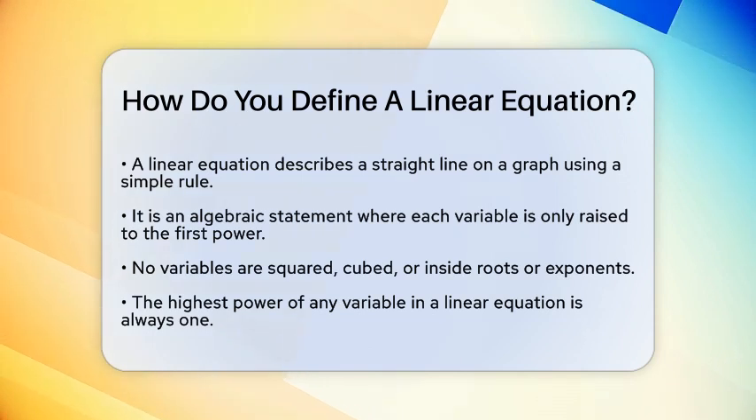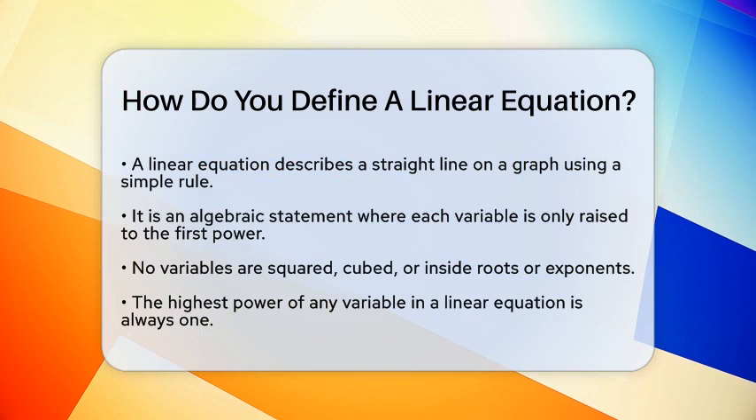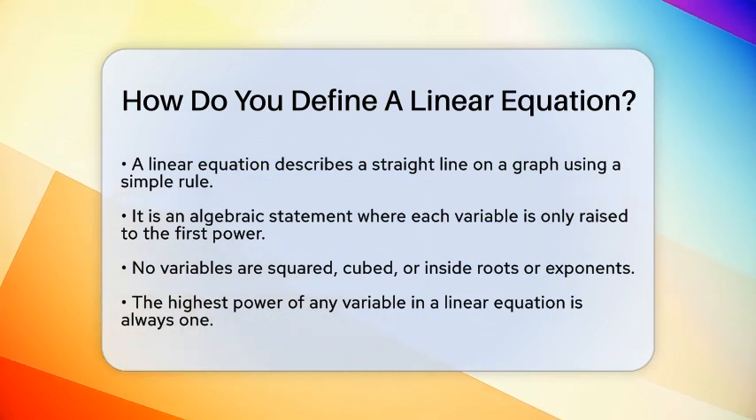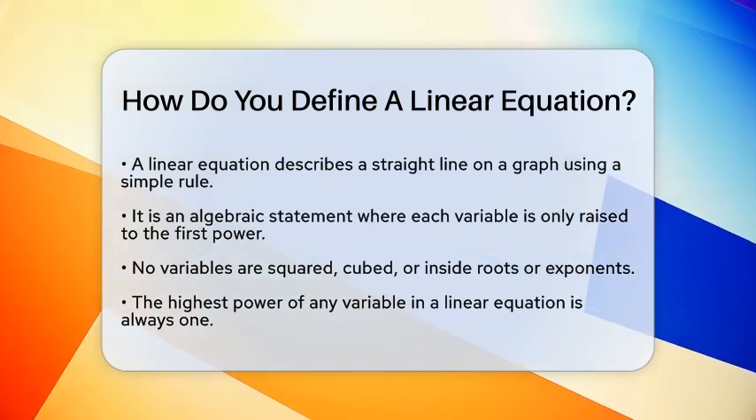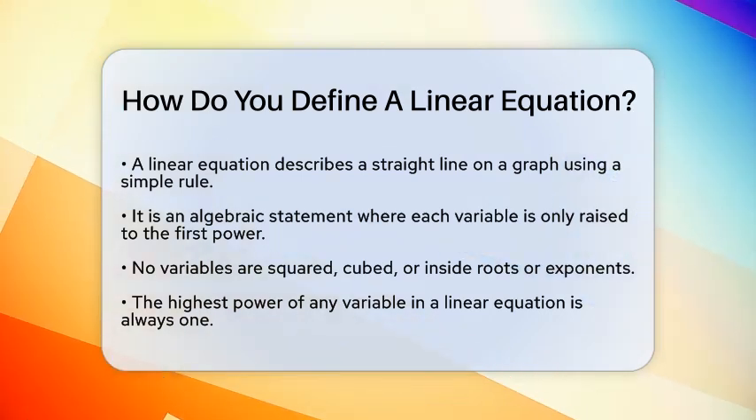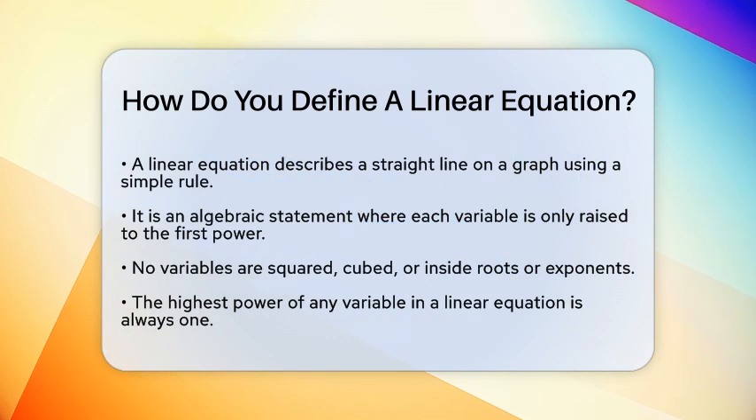This means no variable is squared, cubed, or inside a root or exponent. The highest power of any variable in a linear equation is always 1. Think of an equation like two expressions being equal, connected by an equal sign. In a linear equation, the variables are combined with constants through addition, subtraction, or multiplication by numbers, but never through powers greater than 1 or division by variables.